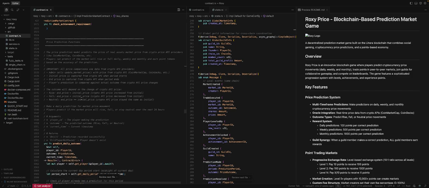So when the end price is greater than the initial price, then definitely the crypto price increased from initial. When it's less than, the crypto price decreased from initial. When it's equal to, the crypto price stays the same as initial.